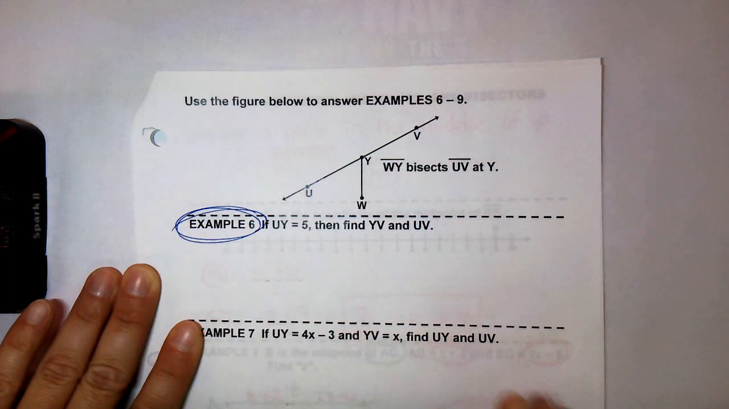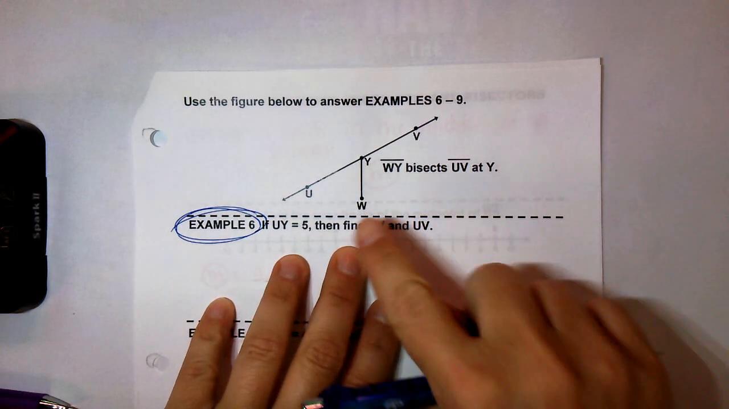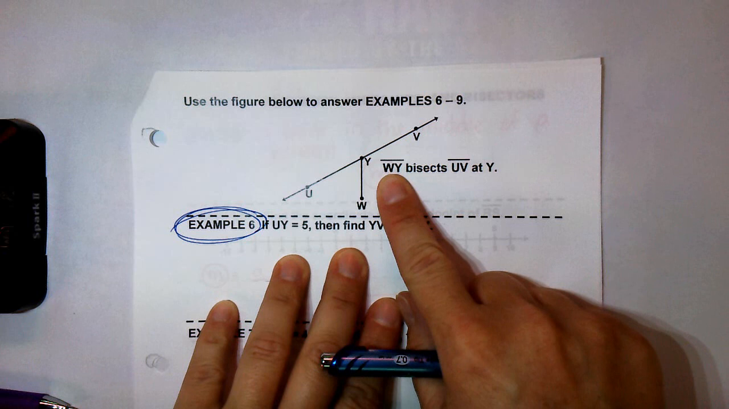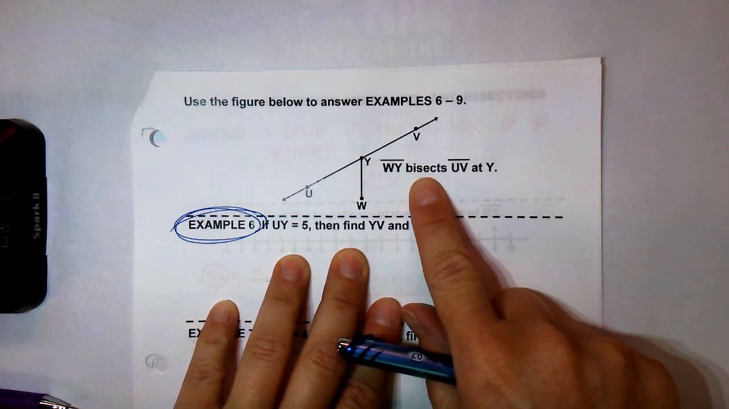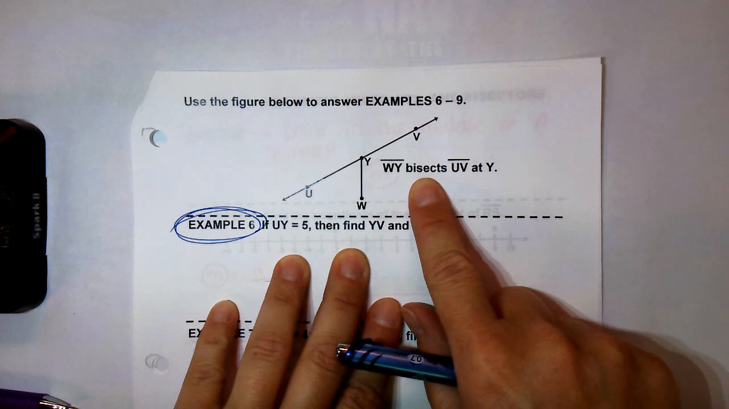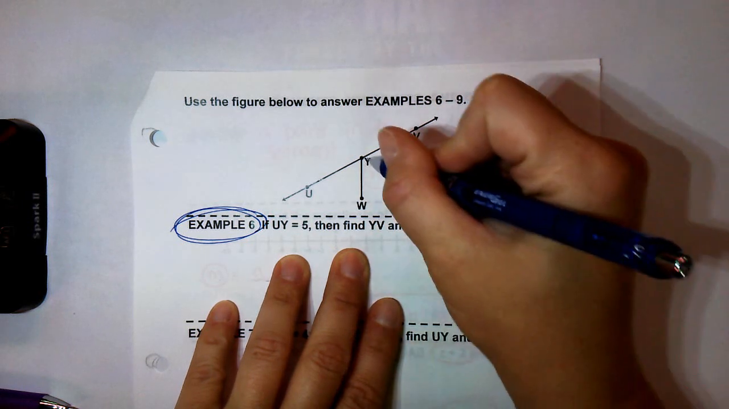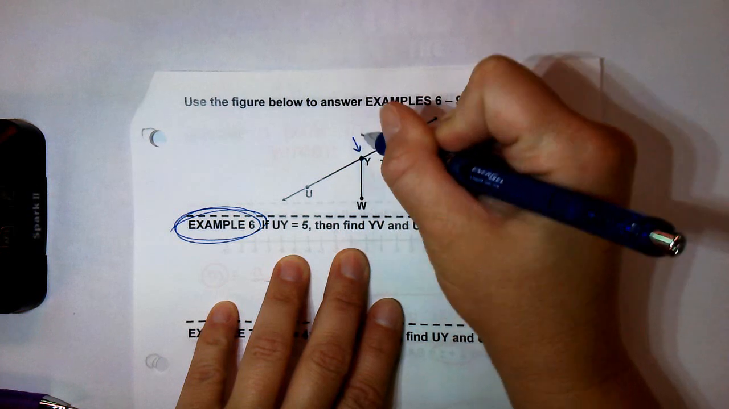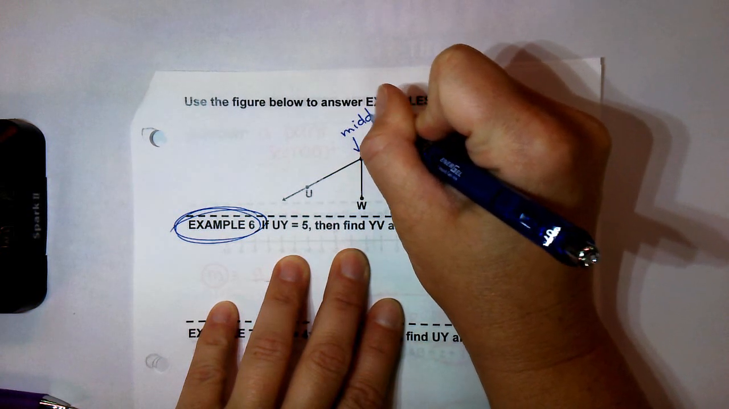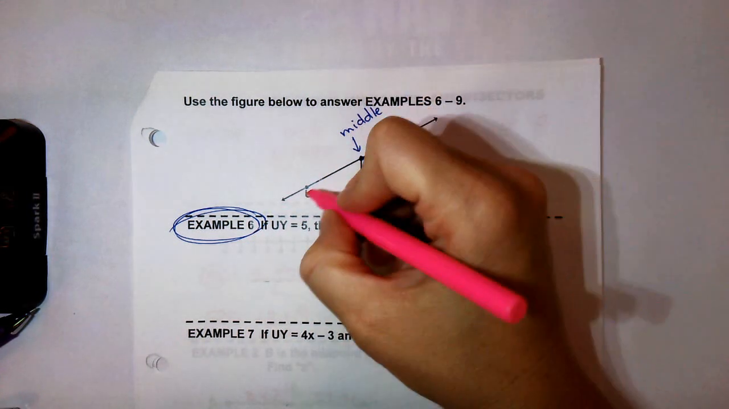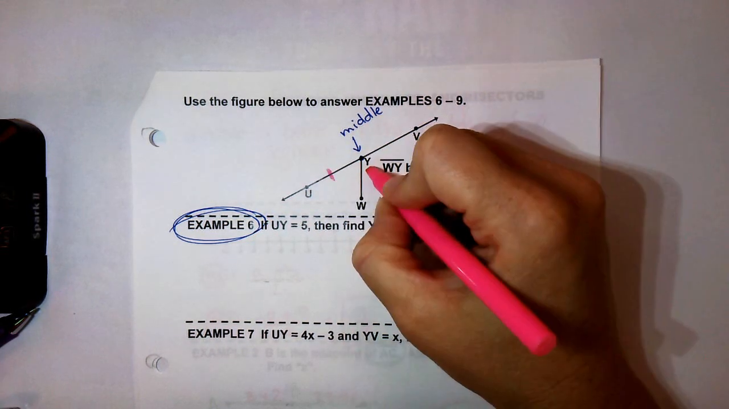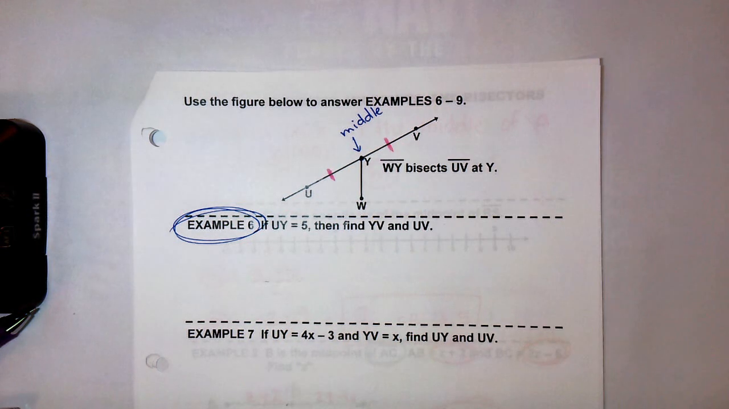Let's go back to the picture. It says WY bisects UV at Y. So bisects means what? In half at Y. So Y is the middle. That means that from U to Y is equal to Y to V. Yes, those tally marks. The left is equal to the right. That's what it means by being in the middle.